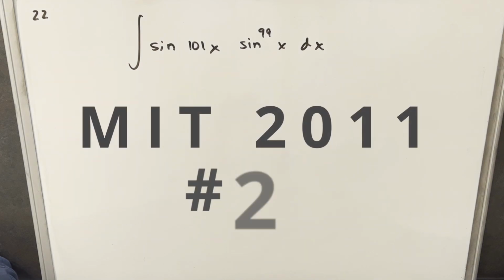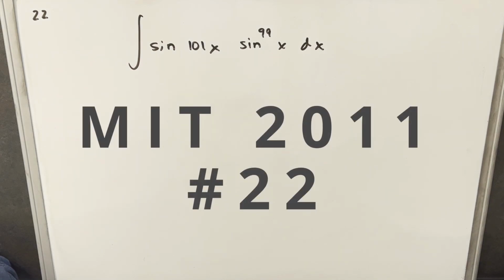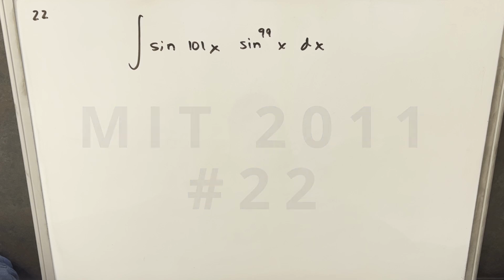Hey, today I thought I'd work on an integral from MIT Integration Bee 2011. This was problem 22. We have the integral of sine 101x times sine to the 99th x dx. Okay, I gotta tell you, this one was pretty tricky, especially at first looking at it.